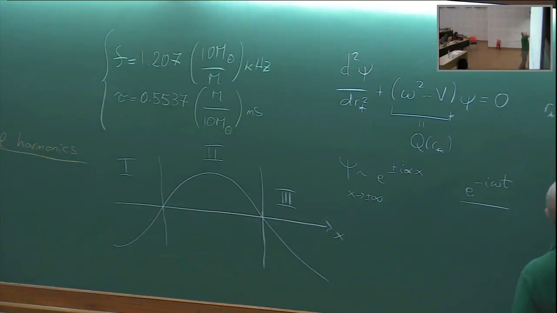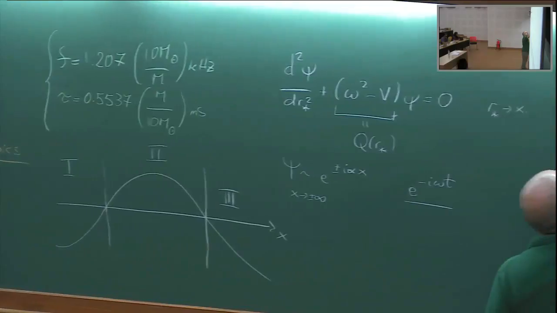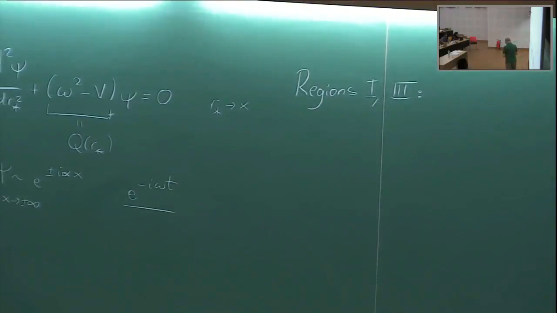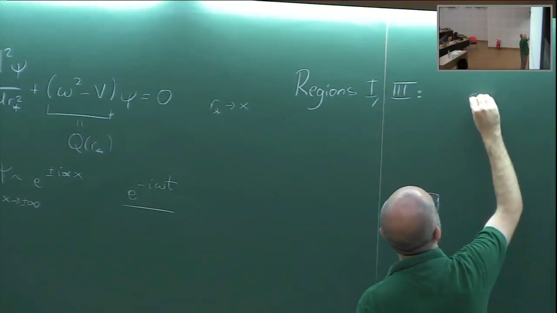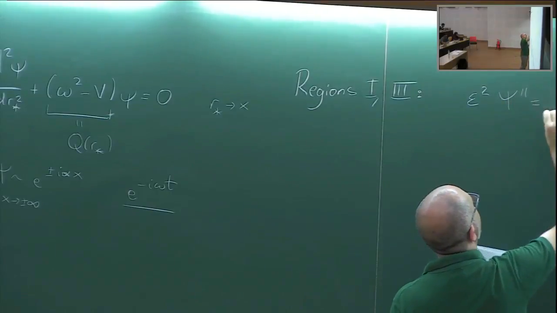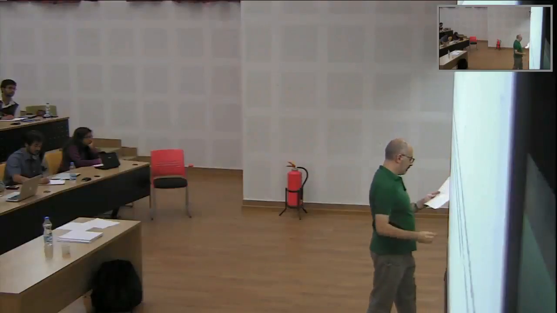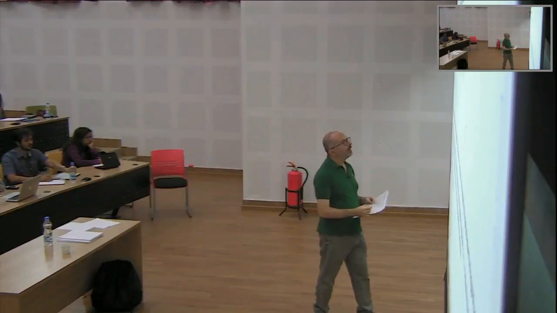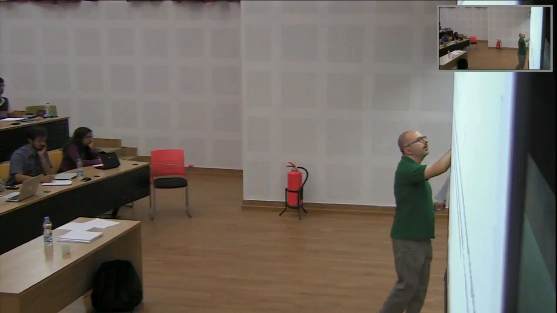Now, let's focus first on regions 1 and 3. In regions 1 and 3, what you can do is introduce an order parameter. It's called a smallness parameter epsilon, and rewrite your differential equation in this way. And then you can expand.